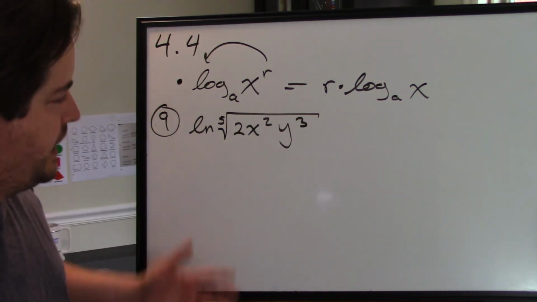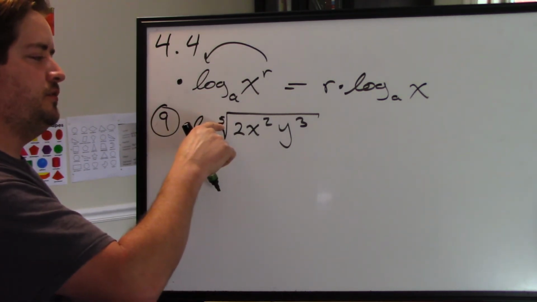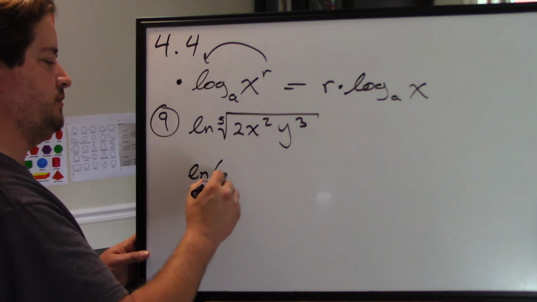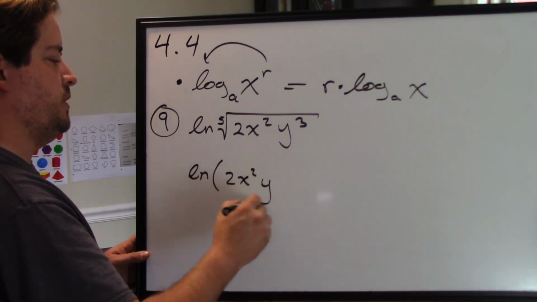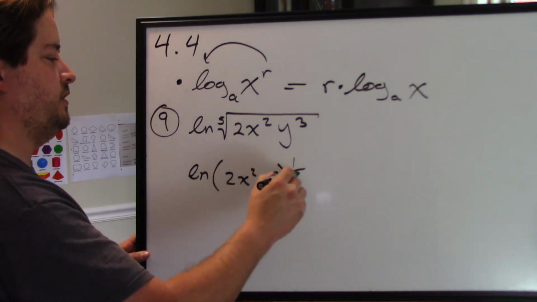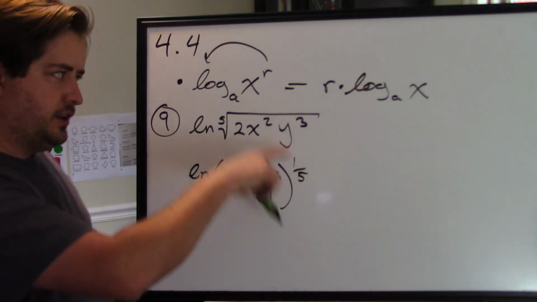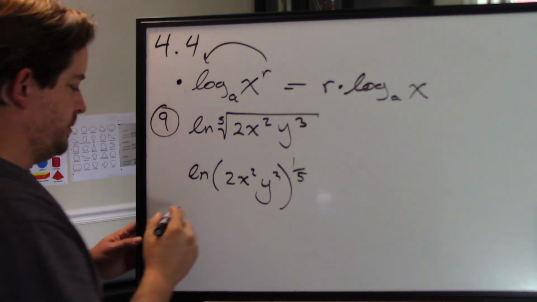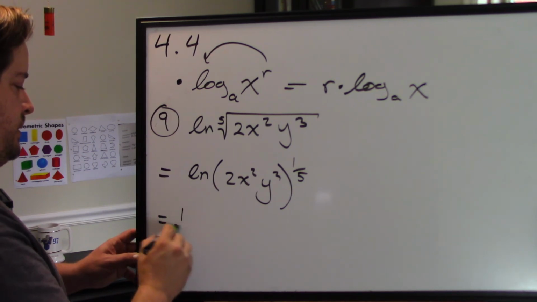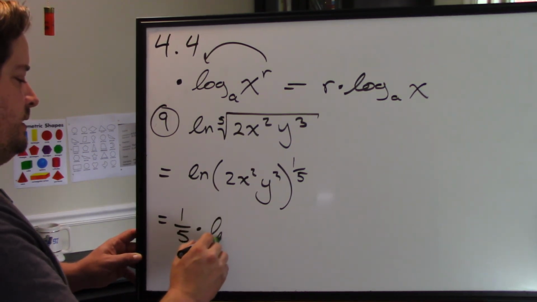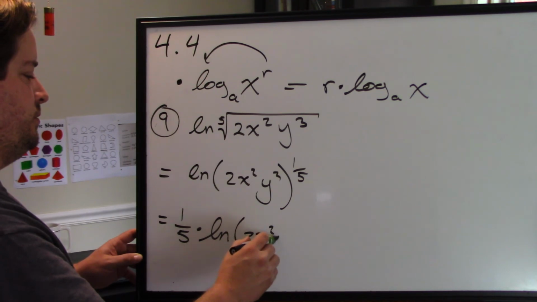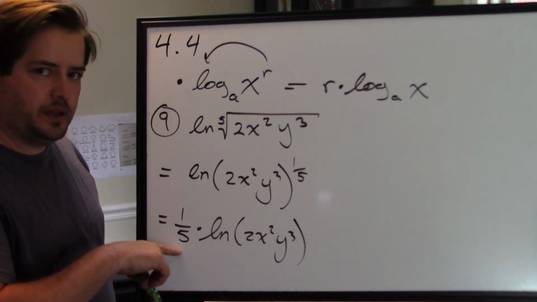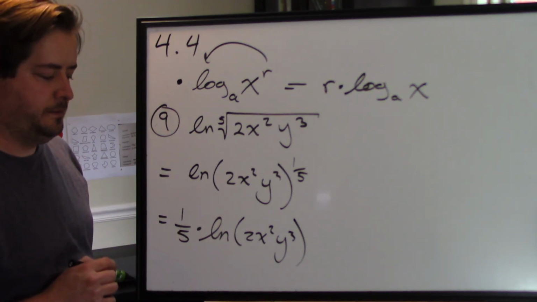And you look at this and you say, how in the world is that supposed to help? But this fifth root can also be written as a fifth power. So I can write this as the natural log of 2x squared y to the third to the 1/5 power. And now I can use this rule to take the r in front. R in this case is 1/5. So I'm going to write this as 1/5 multiplied by the natural log of 2x squared y to the third. And I freed the whole natural log of that fifth root by simply pulling it out as a 1/5 multiplier.